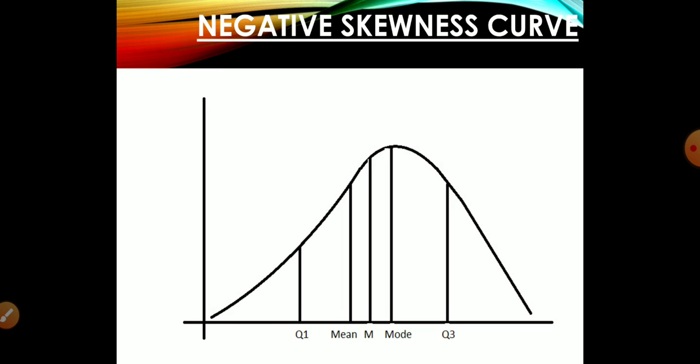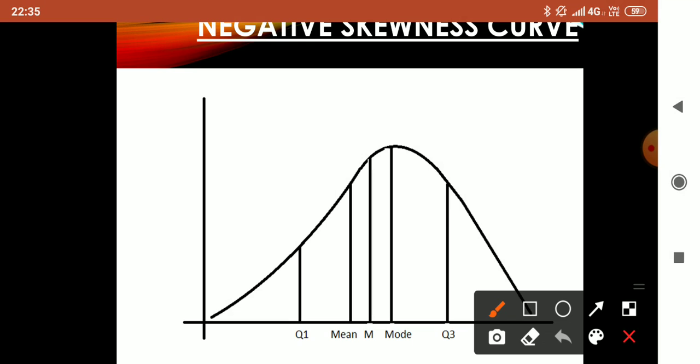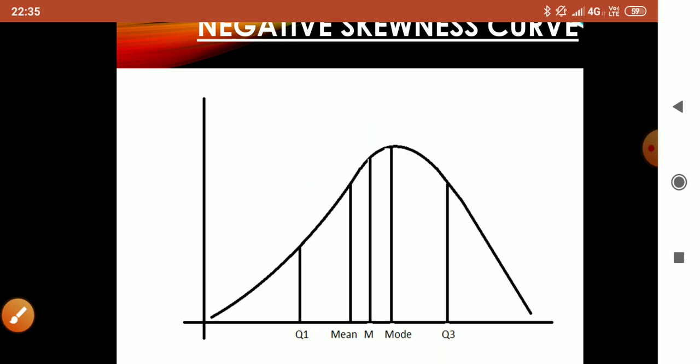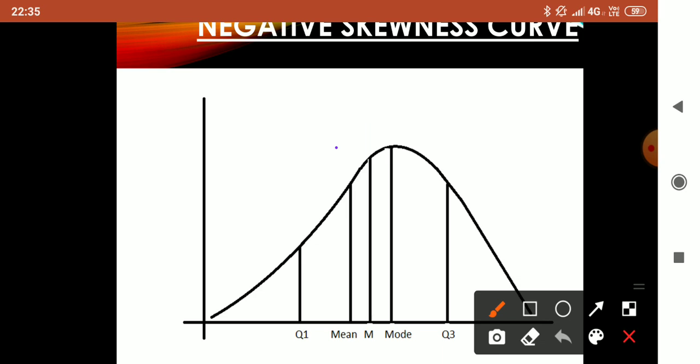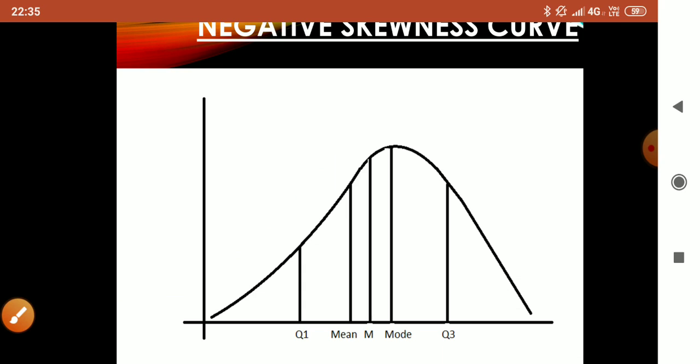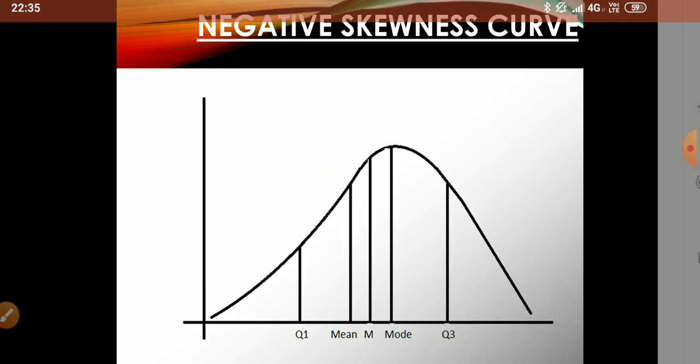Now the negative skewed curve, negative skewness curve. Here you are able to see the curve is more elongated on the left hand side. So when the curve is more elongated on the left hand side, then it is known as a negative skewed curve. You can see here, this is the left side, the curve is more elongated on the left side. That is why it is known as a negative skewed curve.